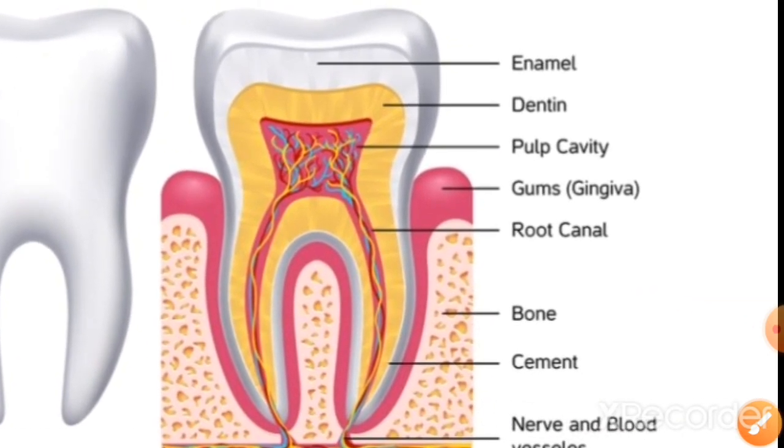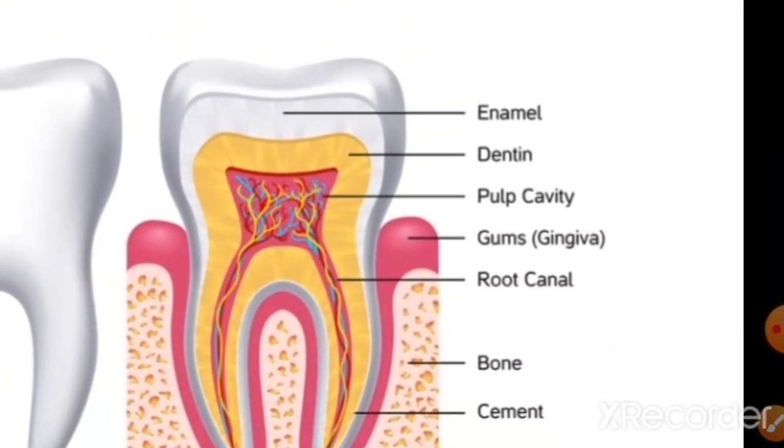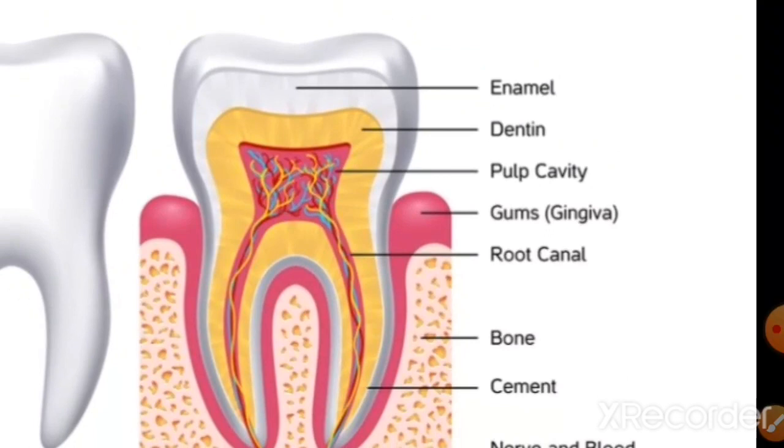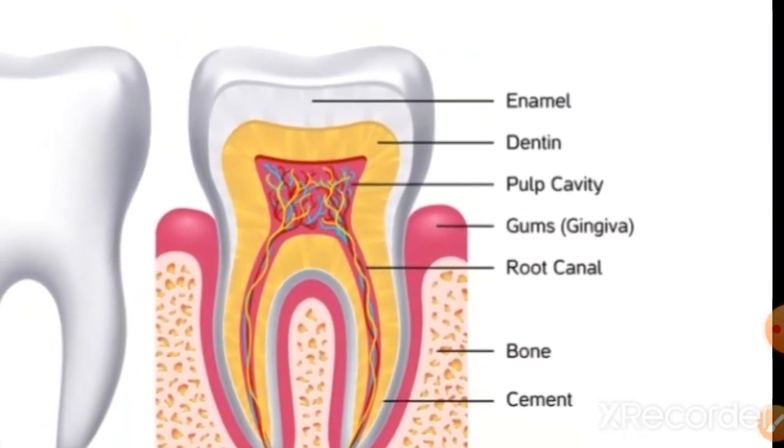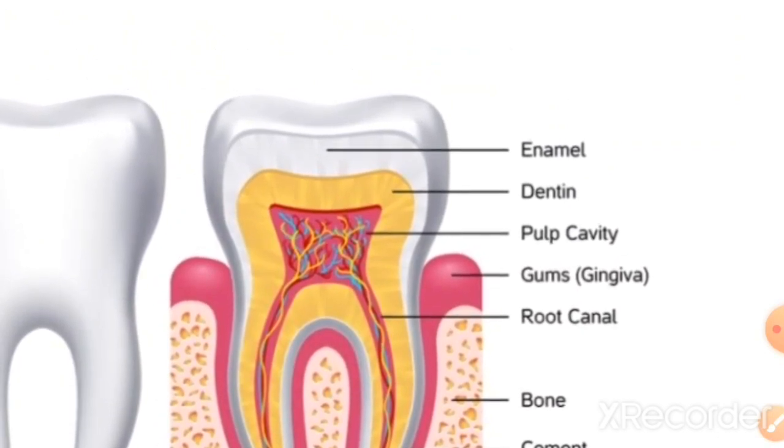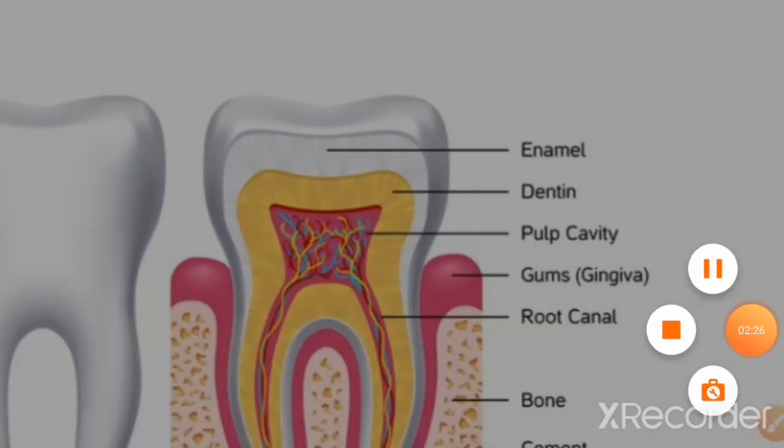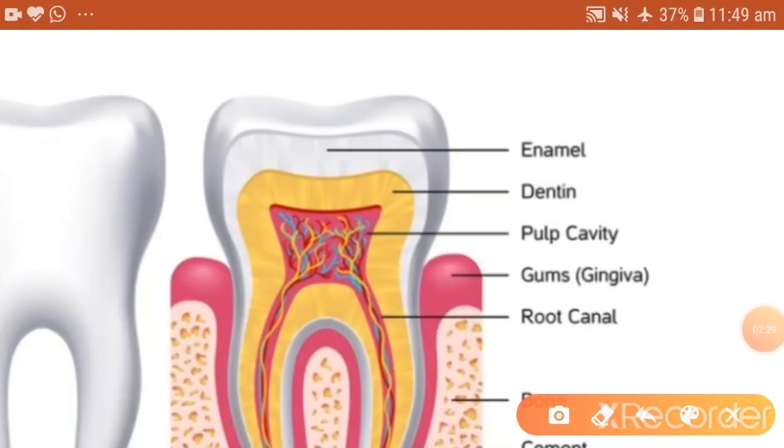Just have a look at this tooth here. You have the outermost region, which is known as the enamel. It is a white substance that surrounds and protects the teeth. It is the hardest substance in our body. So enamel is the hardest substance in our body. This question may come in your exam, or it may come in your general knowledge: which is the hardest substance in our body?